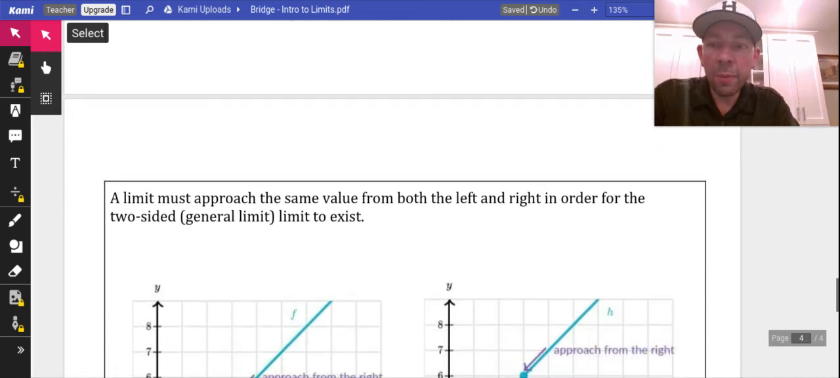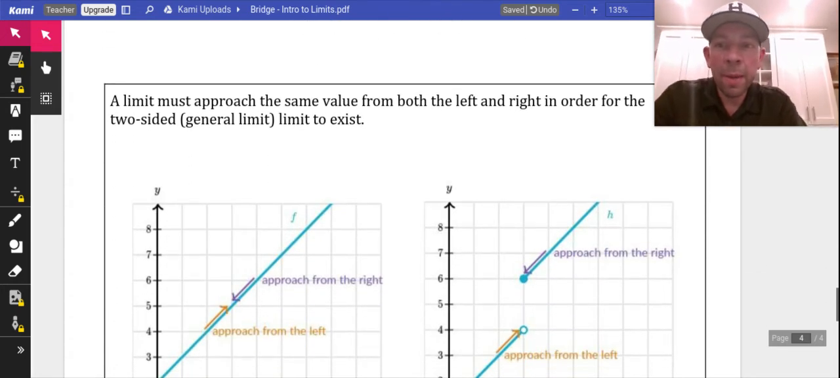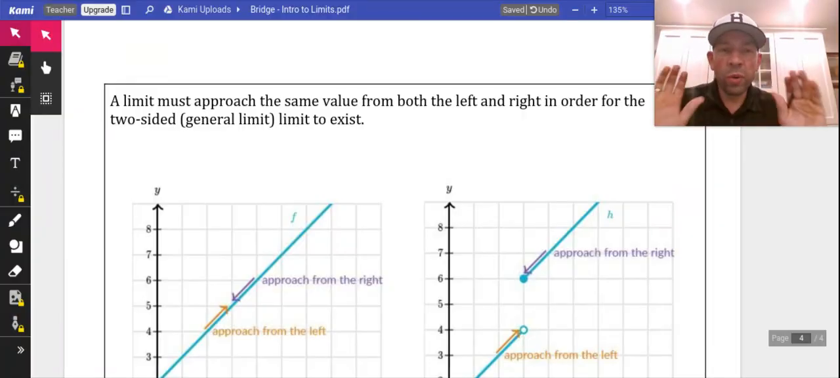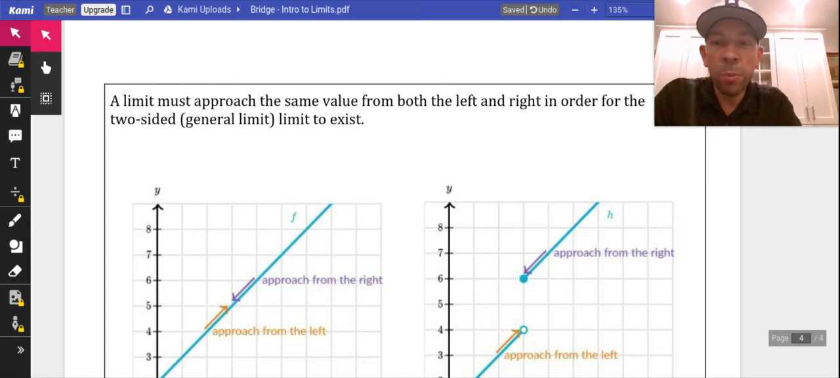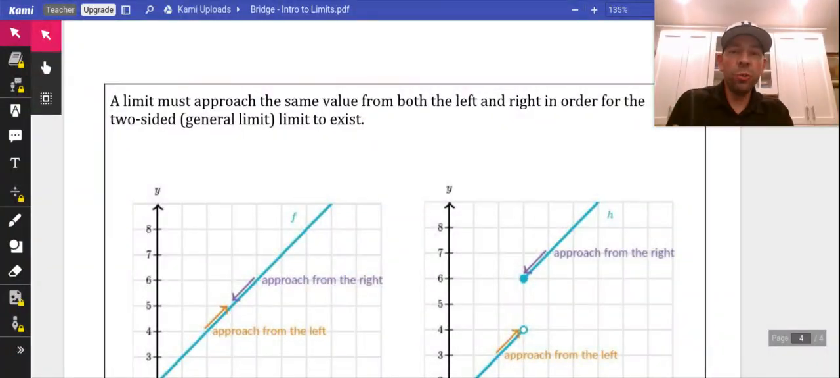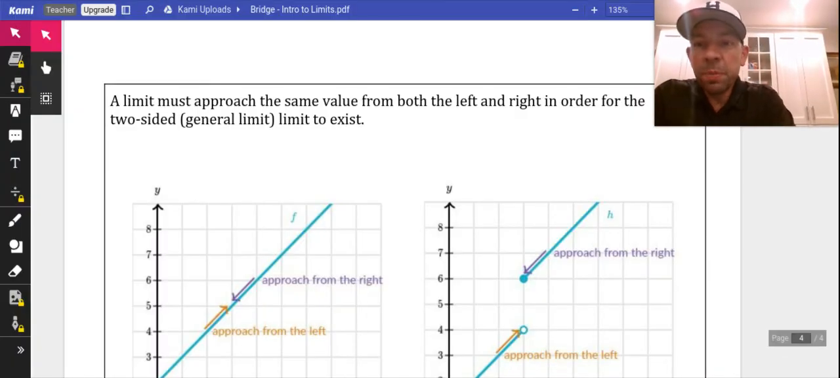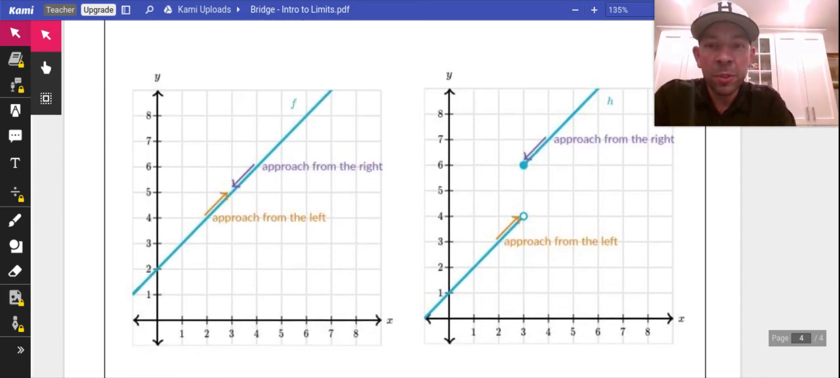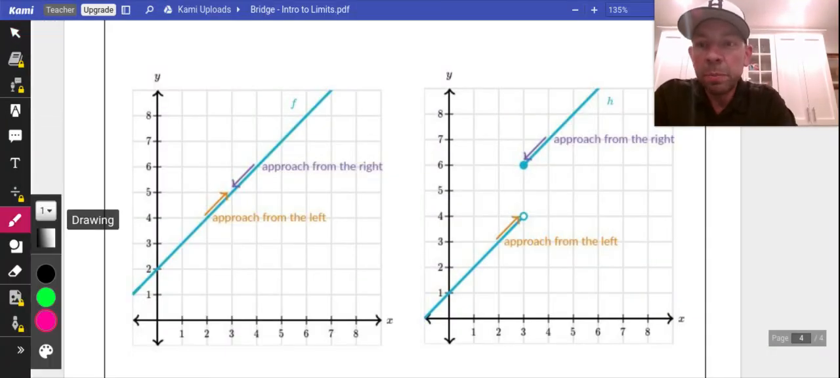Okay, the last thing I want to comment on is this, okay? A limit must approach, okay? This is great notebook material right here, some big key notebook material. A limit must approach the same value from both the left and the right in order for the two-sided or the general limit to exist, okay? So in this particular case, we've got two examples. Let's take a look at the one on the left here.